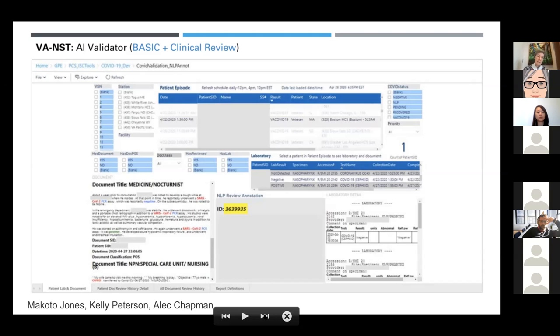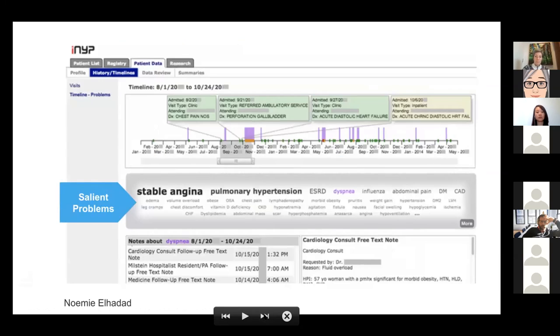If the NLP system says the patient is positive for COVID-19, then the human looks at this case and is able to look at the information from the lab tests and other EHR information with the information from the text and confirm it or not. And if it's confirmed, then it goes into the counts. So this is in real use right now.